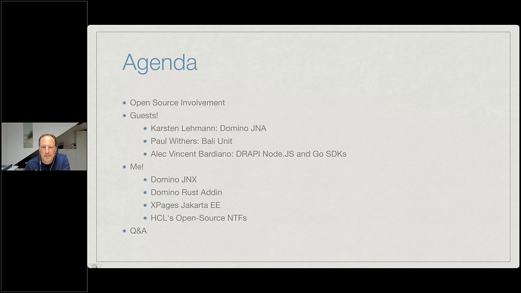So be happy you're here to see that. And then we have Alec from the Drappy team. He will be talking about the Drappy Node.js and Go SDKs. Following that is going to be me. I'll be talking about a couple of projects that are up on GitHub. So there's Domino JNX, which is related to JNA, and it's kind of the foundational access layer of Drappy. I'll be talking about an example Domino Rust add-in that I made and put up there.